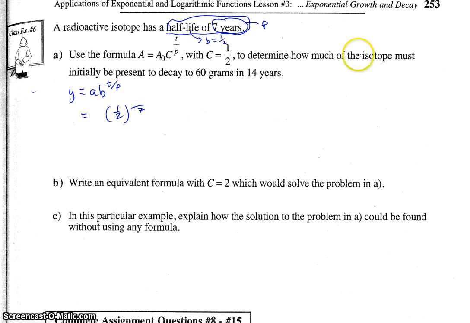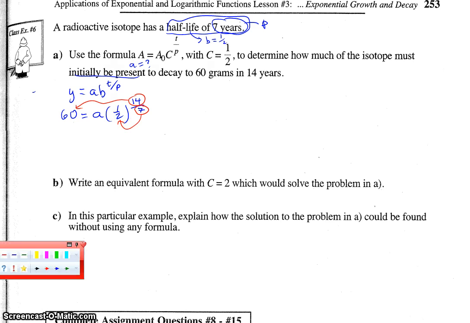And what else do we know? Determine how much of the isotope must initially be present. So we're looking for the initial amount. We're looking for A. That's what that's asking. To decay to 60 grams, so the final amount is 60 grams in 14 years. So the time on the top here is the amount of time for that to happen, and the time on the bottom of the exponent is the amount of time for the b value to happen.